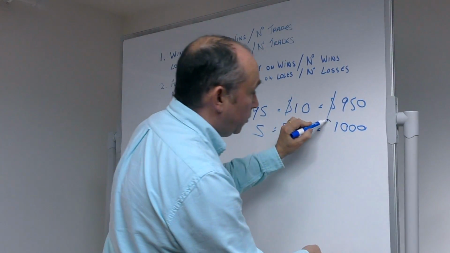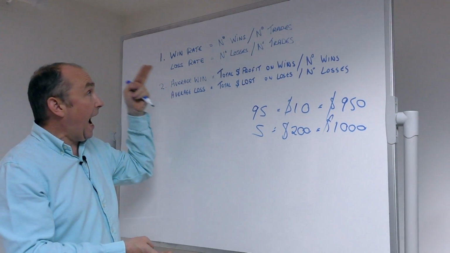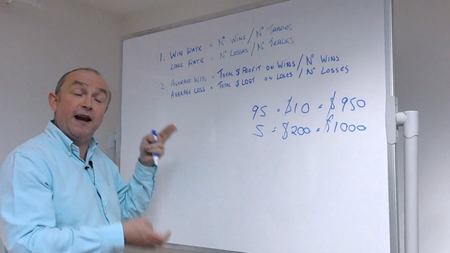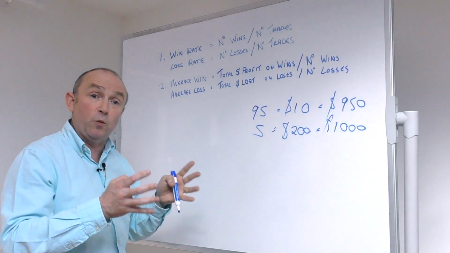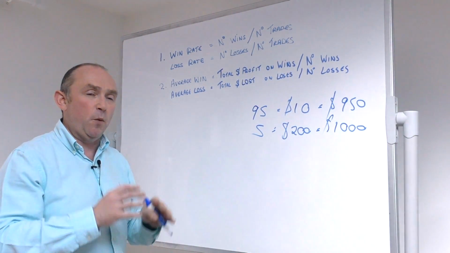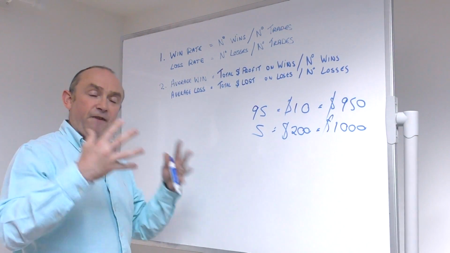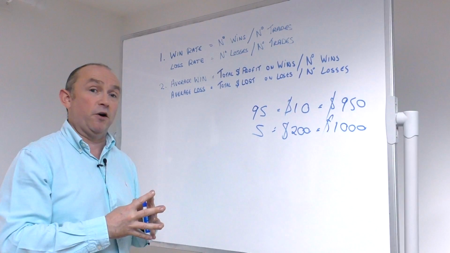So you can see the relationship between the average wins and the number of wins, and the average losses and the number of losses, is very, very important when evaluating a strategy. So don't be sucked in just because you see a strategy with a 95% win rate, because if you're losing the house on the other 5 trades, then obviously that is not a good strategy.